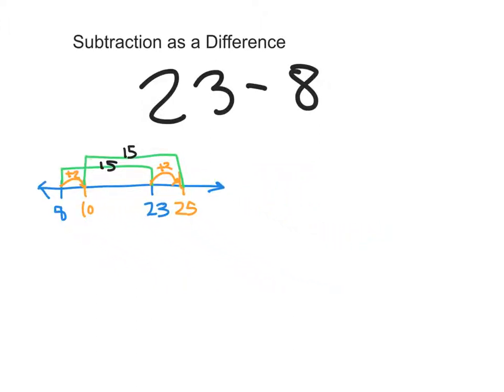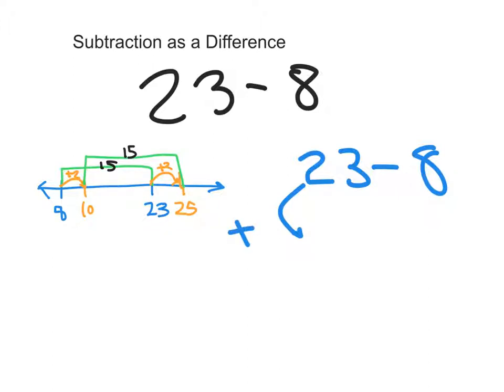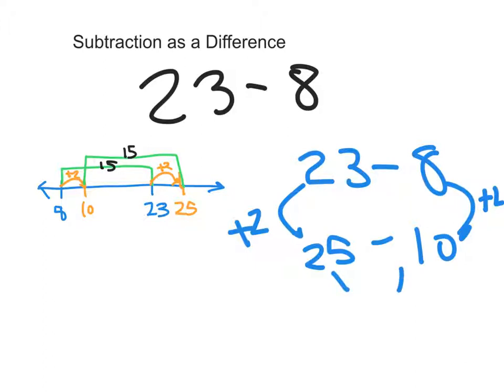If you write it with symbols, though, if a kid says, well, I know that 8 plus 2 is 10, what I could do is just write, well, you're taking 23 minus 8, and what I hear you saying is, I'm going to add 2 to get to 25, and over here, I'm going to add 2 to get 10. And that the difference between 23 and 8 is the same as 25 and 10, and then I know the difference between 25 and 10 is 15.